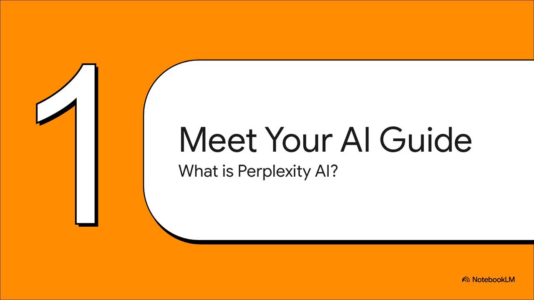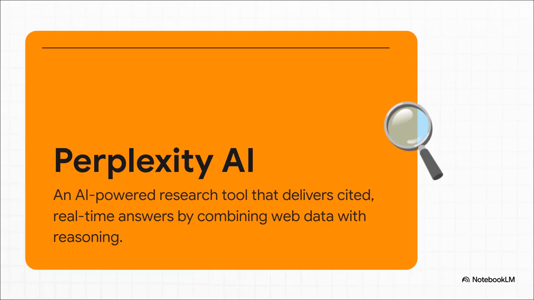Okay, first things first. Let's get down to the fundamentals. What exactly is this thing we're calling Perplexity AI? Dr. Grant really nails the definition here. Don't think of it as just another search engine. It's a research tool. And here's the key difference. It doesn't just throw a bunch of links at you. It actually goes out, pulls data from all over the web, uses reasoning to piece it together, and then hands you a clear, synthesized answer. And the best part? It gives you citations, so you always know exactly where the information came from.